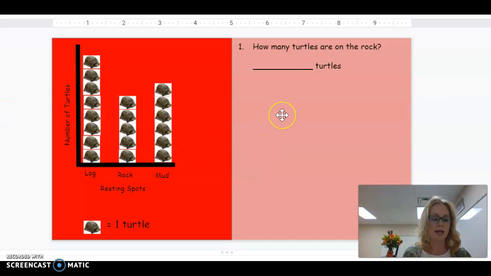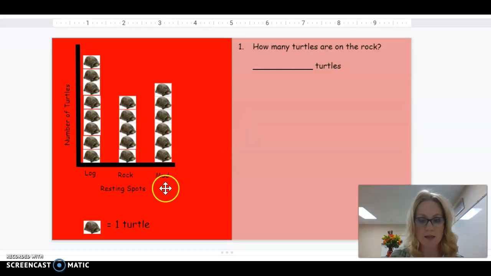On the right side, we will answer questions about our pictograph. This is where we will work on goal 2, which has matching mathematical relationships that are presented in words with those shown on the pictograph. Here we are looking for how many turtles are on the rock. To answer that question, we will need to look back at our pictograph. So we're going to need to find the resting spot of the rock.